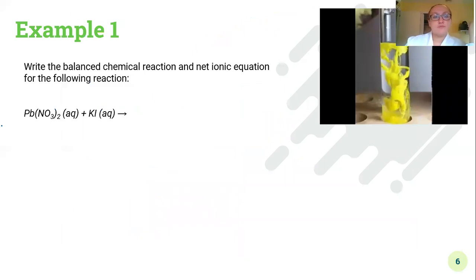So let's do an example. We're going to actually refer to the precipitation of lead iodide, which we saw in the video. Write the balanced chemical reaction and net ionic equation for the following reaction. Lead nitrate and potassium iodide forms what? I like to start by breaking up my compounds so I can see the individual ions.